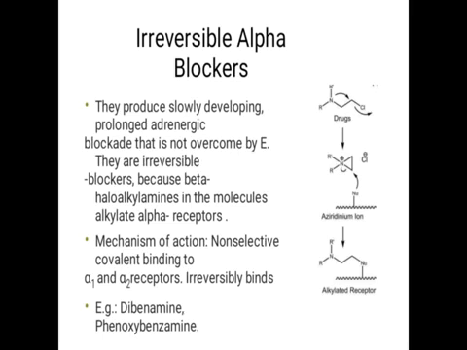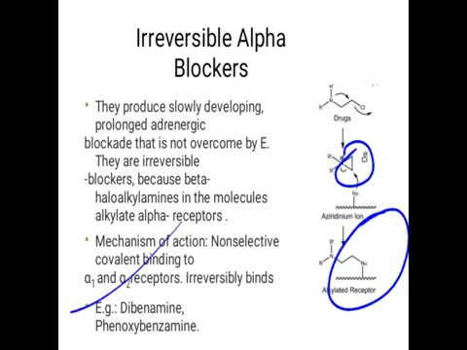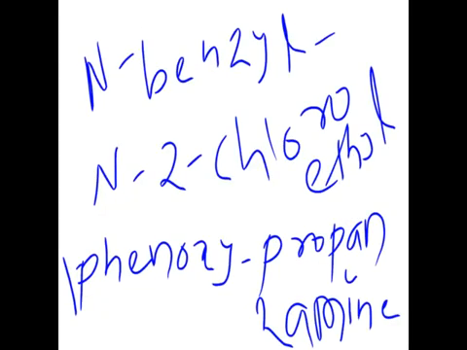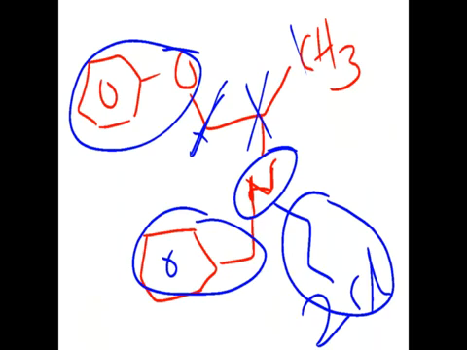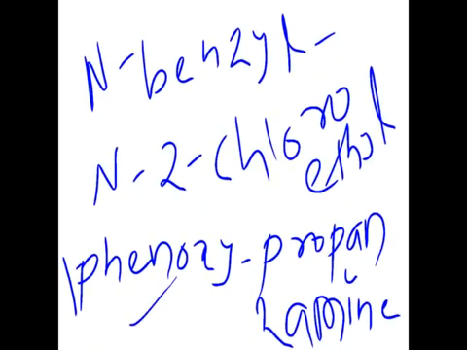So what does it tell? Irreversible alpha blockers produce a slowly developing adrenergic blockade. It is not overcome by the enzyme. They are irreversible because they form haloalkyl amines in the molecule, and like anti-cancer agents they cause alkylation. Here you can observe an aziridinium ion is formed, and it causes alkylation of the receptor. It binds to the nucleophile and forms a covalent bond. So that's why it is irreversible. It blocks both the alpha 1 as well as the alpha 2 receptors. Examples are dibenzamine and phenoxybenzamine. We have already seen phenoxybenzamine: what is its mechanism of action, and what is the chemical name? So this is the chemical name for phenoxybenzamine.